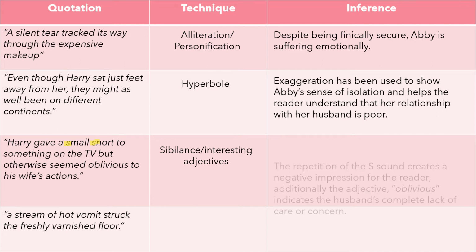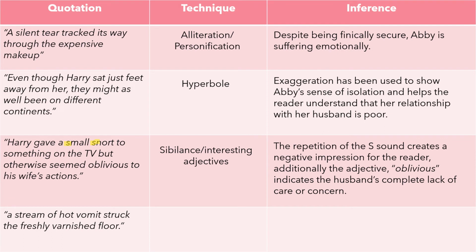Okay, so what we can infer from this is the repetition of the S sound creates a negative impression for the reader. Additionally, the adjective oblivious indicates the husband's complete lack of care or concern. So you can see there with this one, we're identifying a language technique that's being used, then we're zooming in and we're trying to think about what key word has been used and how does that affect our interpretation, and does it make us feel sympathetic towards her character.